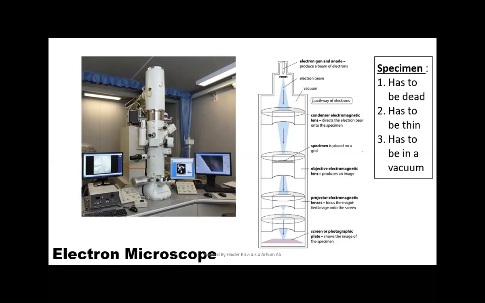The specimen should be dehydrated, and the other three points. And this is how an electron microscope specimen should be: it has to be dead, has to be thin, has to be in a vacuum. What do we mean when we say that it has to be dead?